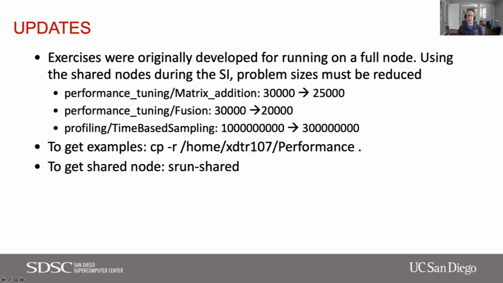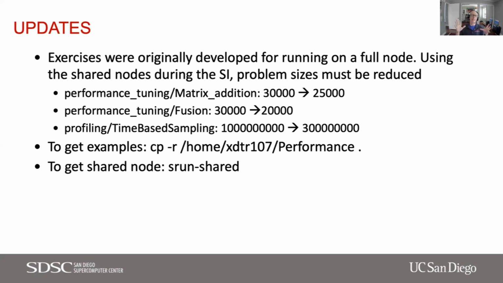Now, so that you don't have to manually change these, if you execute this command, copy -r /home/xdtr107/performance, and then copy it into your home directory, that will give you access to all of the code, the scripts that we're using today. And at some point, you'll also want to get a shared node. Just type srun --shared, and that should give you pretty quick access to a shared compute node.